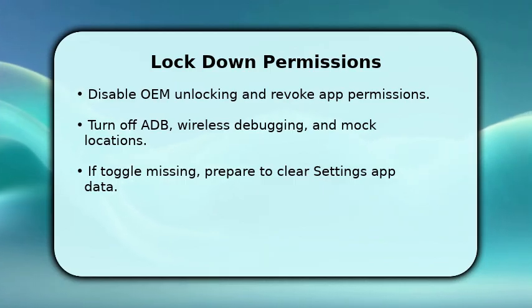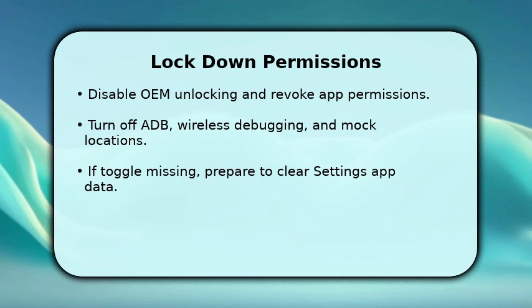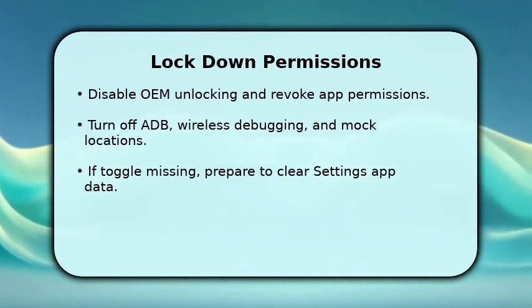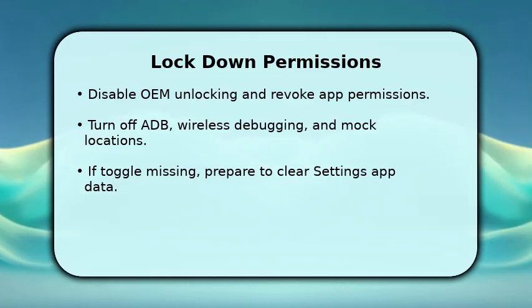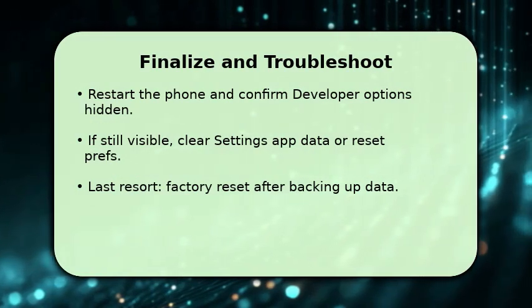If you don't see the master toggle because the menu persists, prepare to clear the settings app data. That removes the developer menu flag. Make sure to back up important settings shortcuts before clearing app data. Finish by restarting your Vivo to ensure changes stick. After reboot, navigate settings to confirm developer options is hidden.